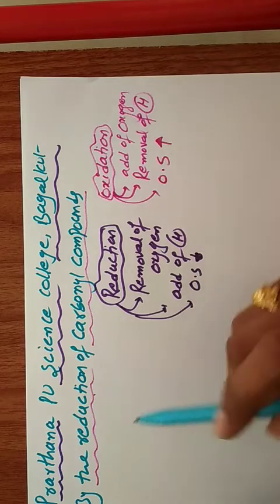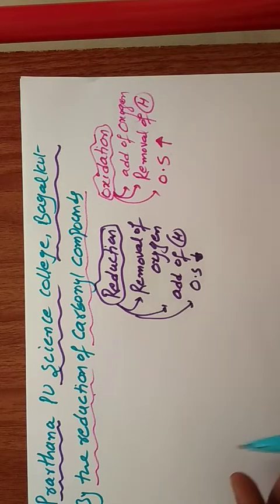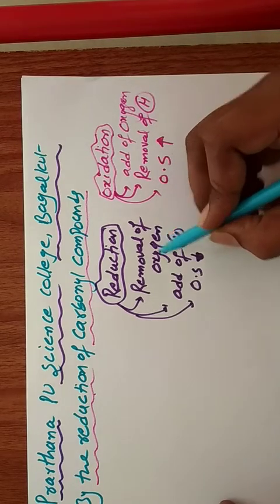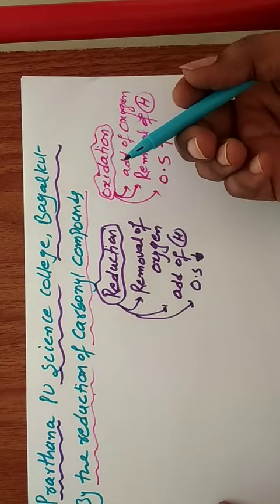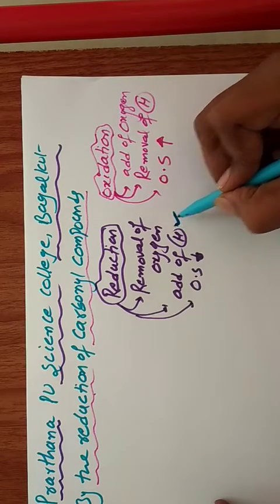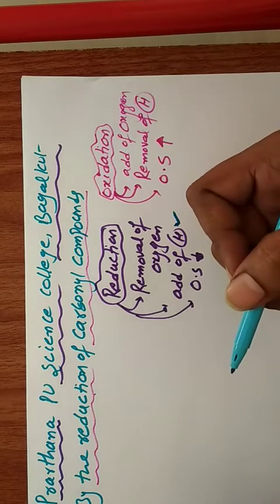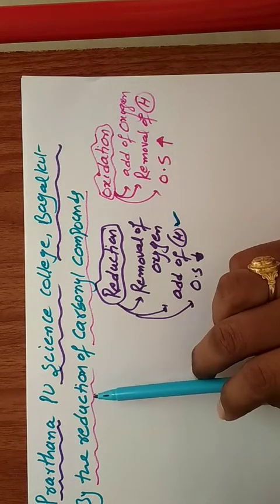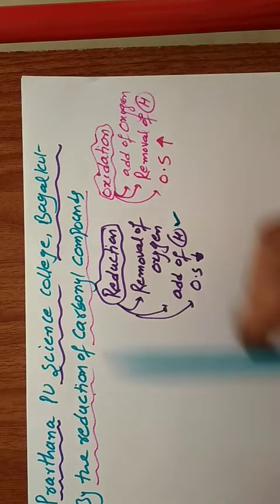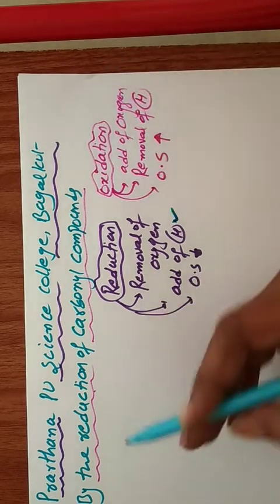So in this heading we are using reduction. Reduction means removal of oxygen, or addition of hydrogen. Mostly we use the definition addition of hydrogen. If you add hydrogen to any one of the reactants, that process is called reduction. Now, what are carbonyl compounds?